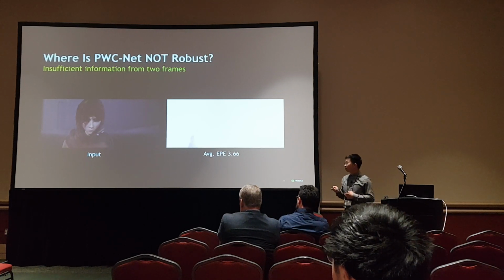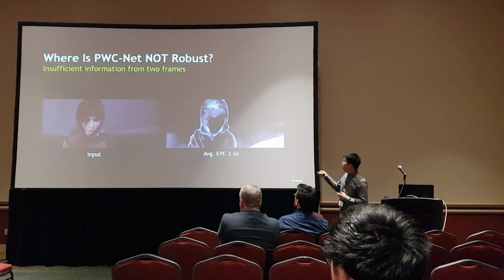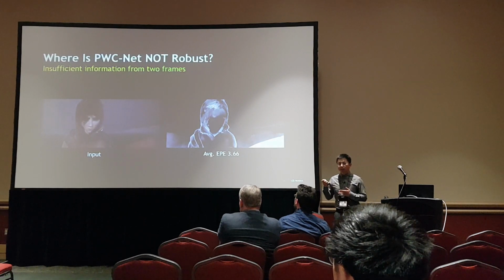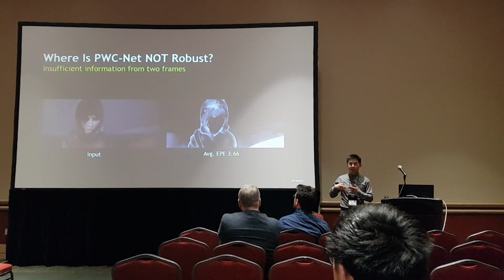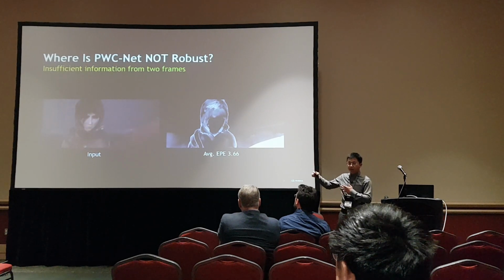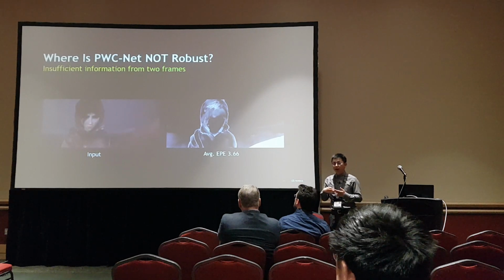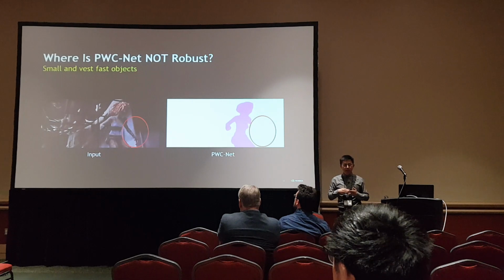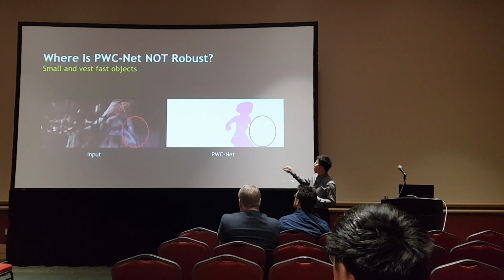For example, for this input, you can see there's a big error for this object that moves out of the image boundary. But I would argue this is a case where the information is not sufficient within 2 frames. So for example, if you look at more frames, you can see this is a case where you can propagate information over time. And another case PWC-Net fails is for small and very fast moving objects. For example, for the arm, it still fails.